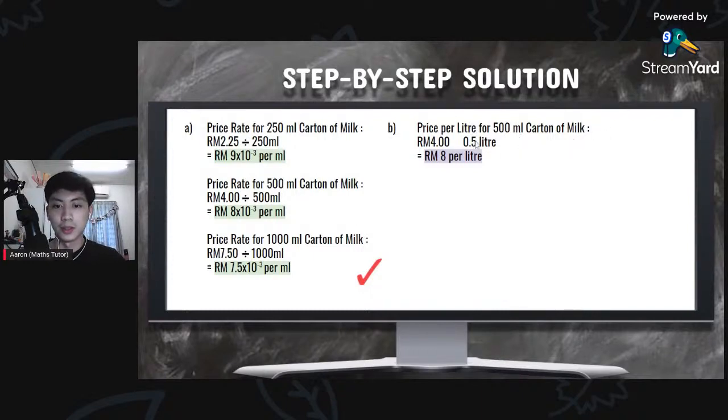As you can see here, 500 ml, we need to convert it to liter first. Easy, 500 ml converts to 0.5 liter. Then using this 0.5 liter, use 4 ringgit, because just now the 500 ml is 4 ringgit. So you use 4 ringgit, divide by 0.5 liter, and you can get how much is it? It's actually RM8 per liter.